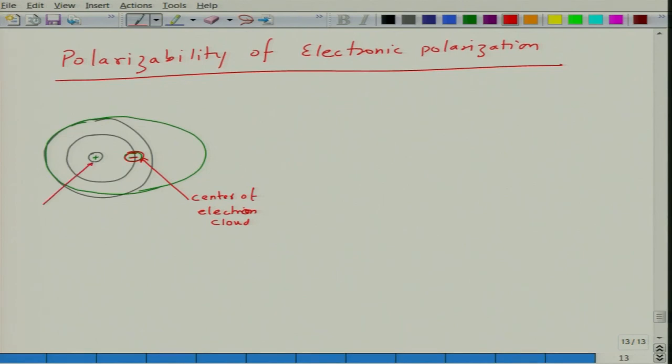And this is the center of positive charge, this is basically the nucleus, right? So this is plus Q and this is minus Q. So when the electric field is not equal to 0, then we separate these two by a magnitude delta, and you have a corresponding dipole moment, right? There is a dipole moment that is created between the two entities, upon application of electric field E.